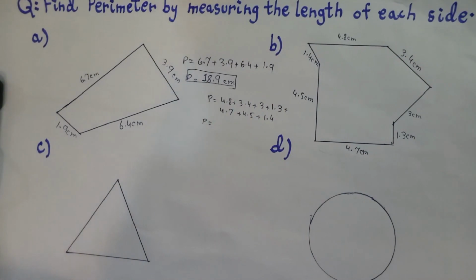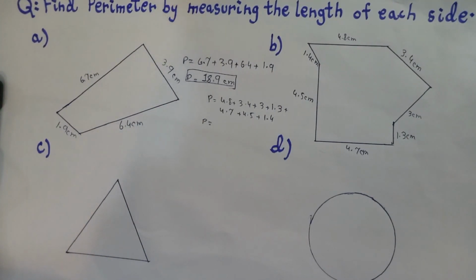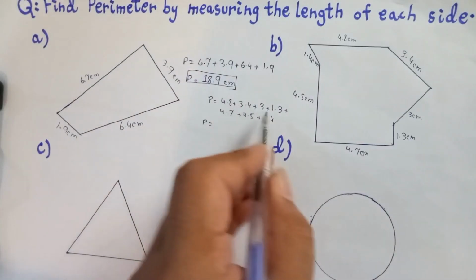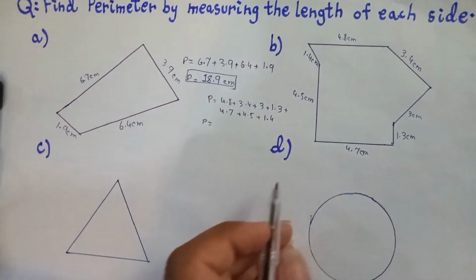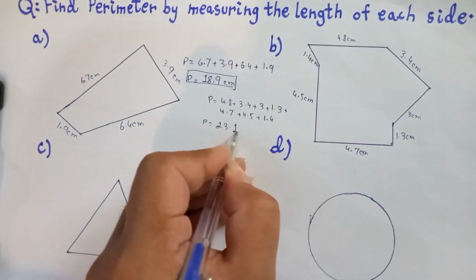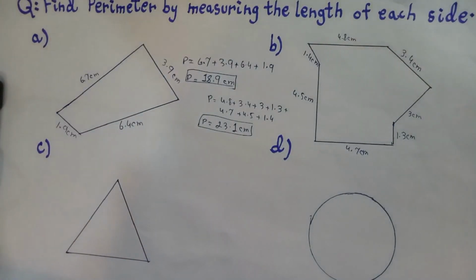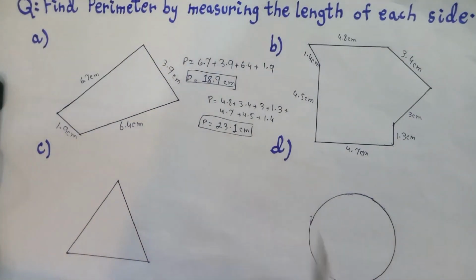4.8 plus 3.4 plus 3 plus 1.3 plus 4.7 plus 4.5 plus 1.4. Okay, 1 2 3 4 5 6 7. Okay, 7 sides here we have, so it is equal to 23.1 centimeters. Okay, 23.1 centimeters. Clear?